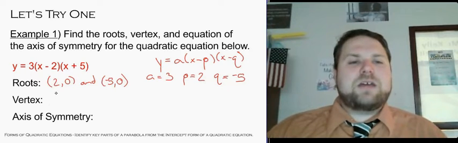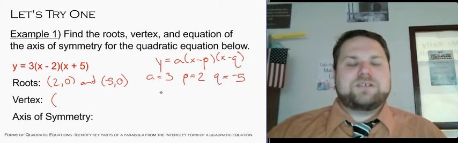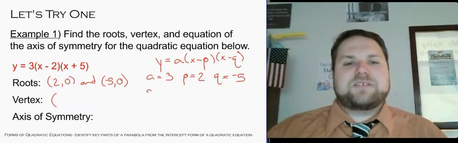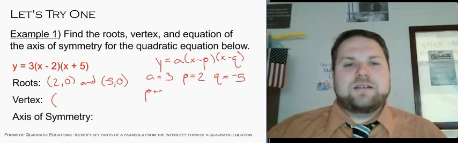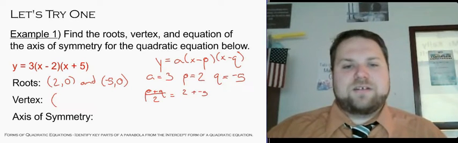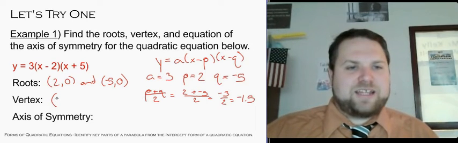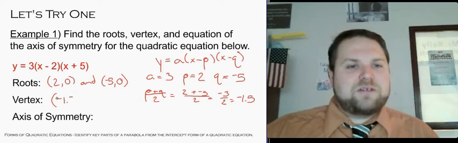My vertex, well, not so easy. We got some figuring to do. So to find the x-coordinate of the vertex, I take p plus q divided by 2. So in this case, that would be 2 plus negative 5 over 2. And so that gives me negative 3 over 2, or negative 1.5 if you like decimals better, which frankly I kind of do. So negative 1.5 is my x-coordinate.